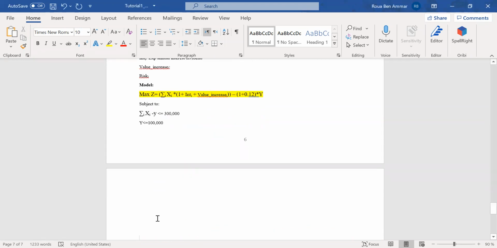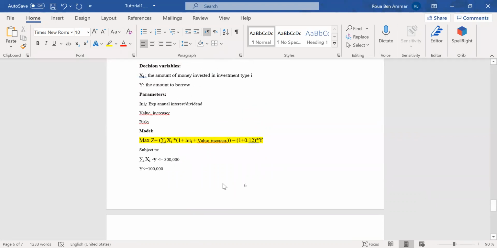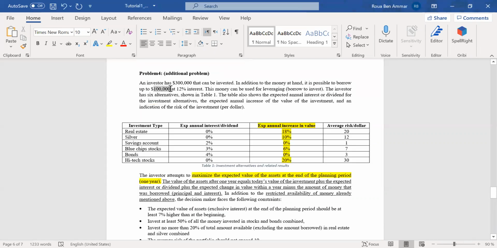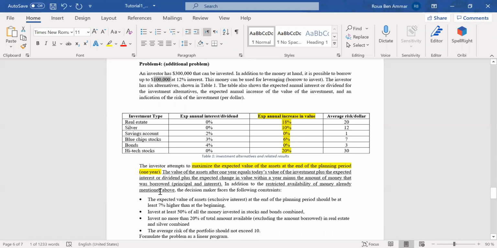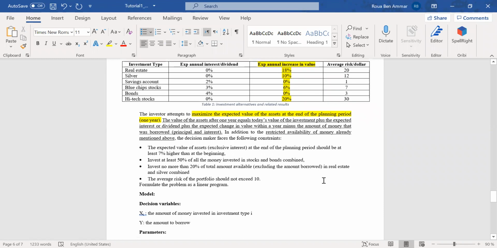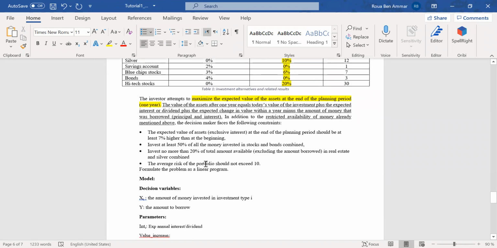I'm going to need your participation to complete the constraints. We made two constraints. We said the amount invested should not exceed the funds available plus the borrowed amount, and the amount borrowed should not exceed $100,000. That's what's in the problem. What is the last one? The expected value of assets exclusive interest at the end of the planning period should be at least 7% higher than at the beginning. Okay, how should we write this constraint?